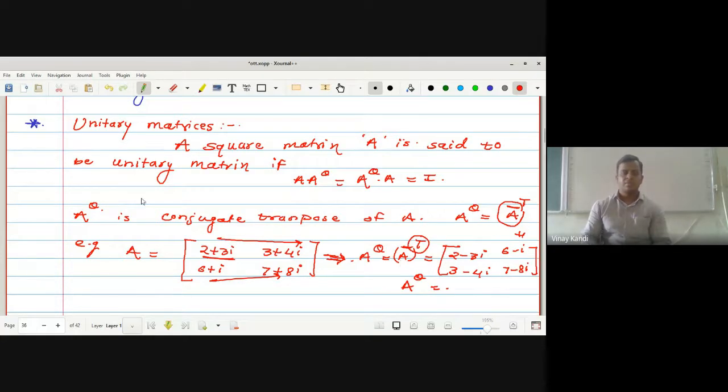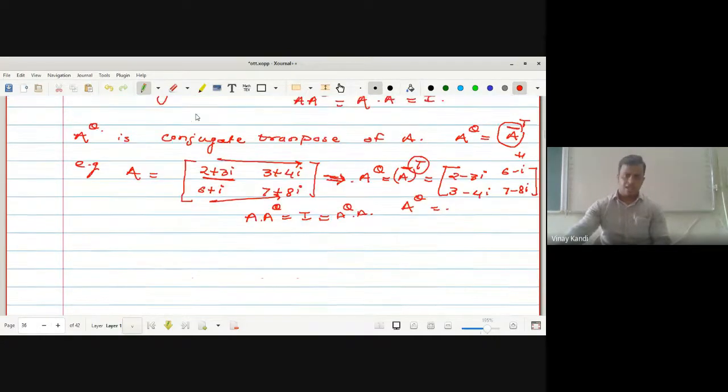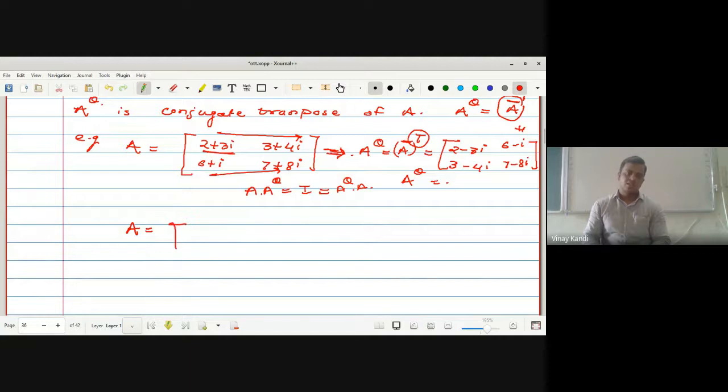And what is a unitary matrix? If it satisfies this property, A into A theta is equal to I is equal to A theta into A. Conjugate of the transpose of A, or transpose of the conjugate of A. Do the transpose first and then the conjugate, or conjugate first and then transpose. Suppose A is a real matrix, all entries are real numbers, not complex. They are complex in general, but purely real here: 2, 3, 6 and 7. Now there is no imaginary part here.